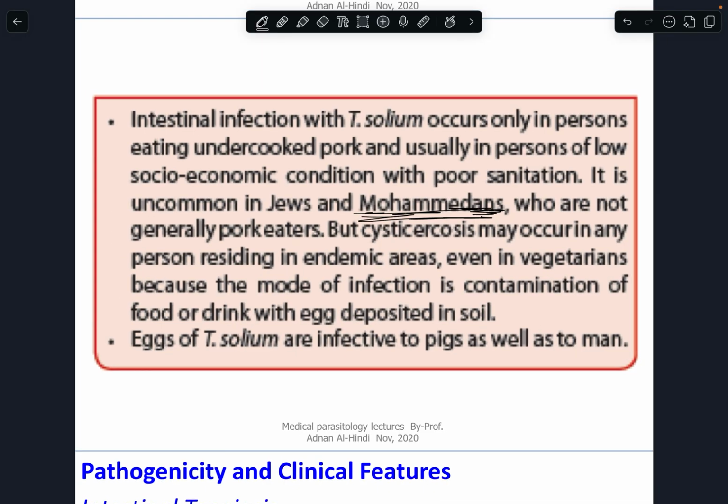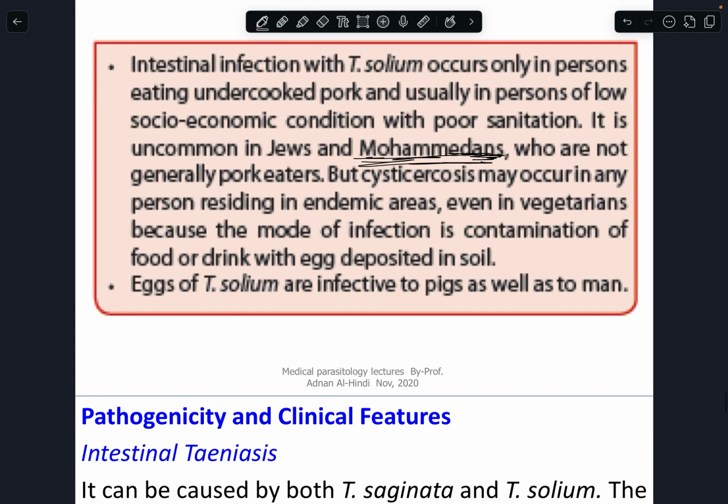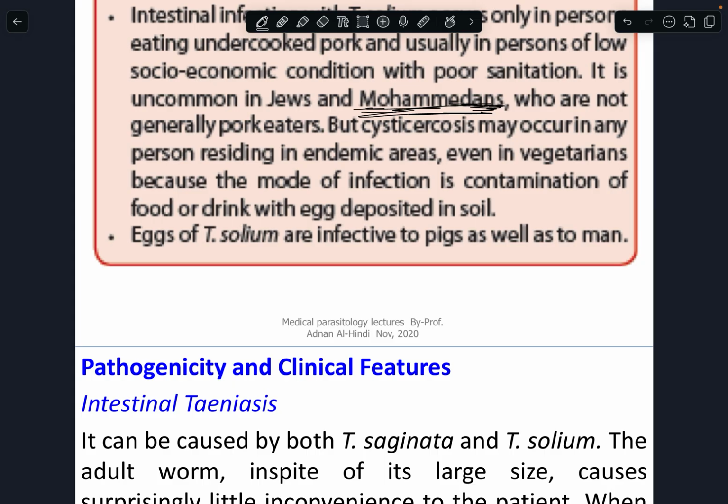Who are not generally pork eaters, but cysticercosis may occur in any person residing in endemic areas, even in vegetarians, because the mode of infection is contamination of food or drink with eggs deposited in soil. So you don't really have to eat pork, because it can infect soil, food or drink without it being pork.